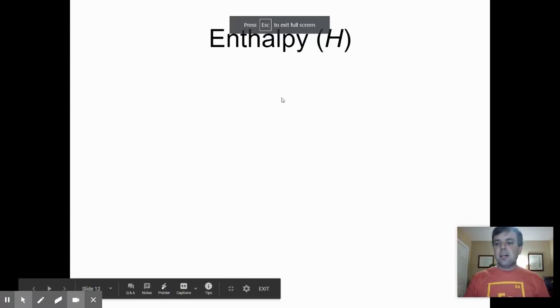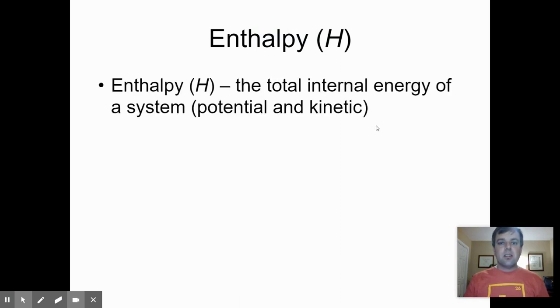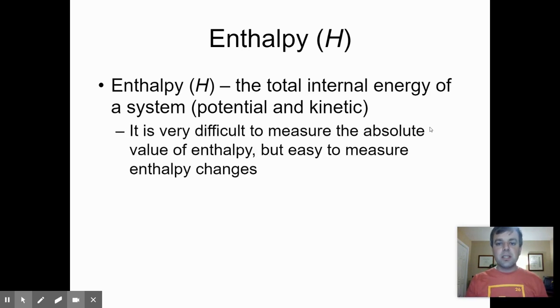We're going to be talking about enthalpy, which is symbolized with the letter H, which may not seem to make a lot of sense. But enthalpy is the total internal energy of a system, both potential and kinetic. The potential is based off of moving things apart or together, and kinetic is based off of speed or motion. And it's very difficult to measure the absolute value of enthalpy, but it's easy to measure the enthalpy changes.